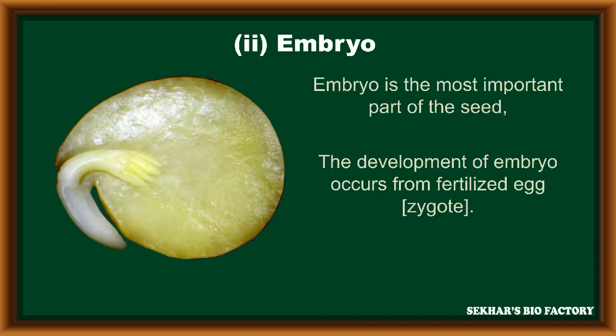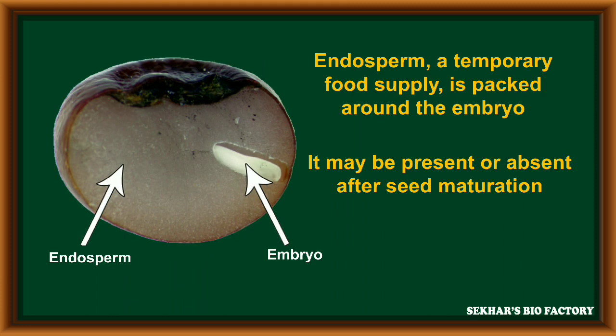The second part is embryo. Embryo is the most important part in the structure of a seed. Generally, this embryo is developed from the fertilized egg cell. In the structure of a fruit or seed, the embryo is packed with the help of a temporary food supplying tissue called endosperm. During seed maturation, this endosperm may be present or absent.